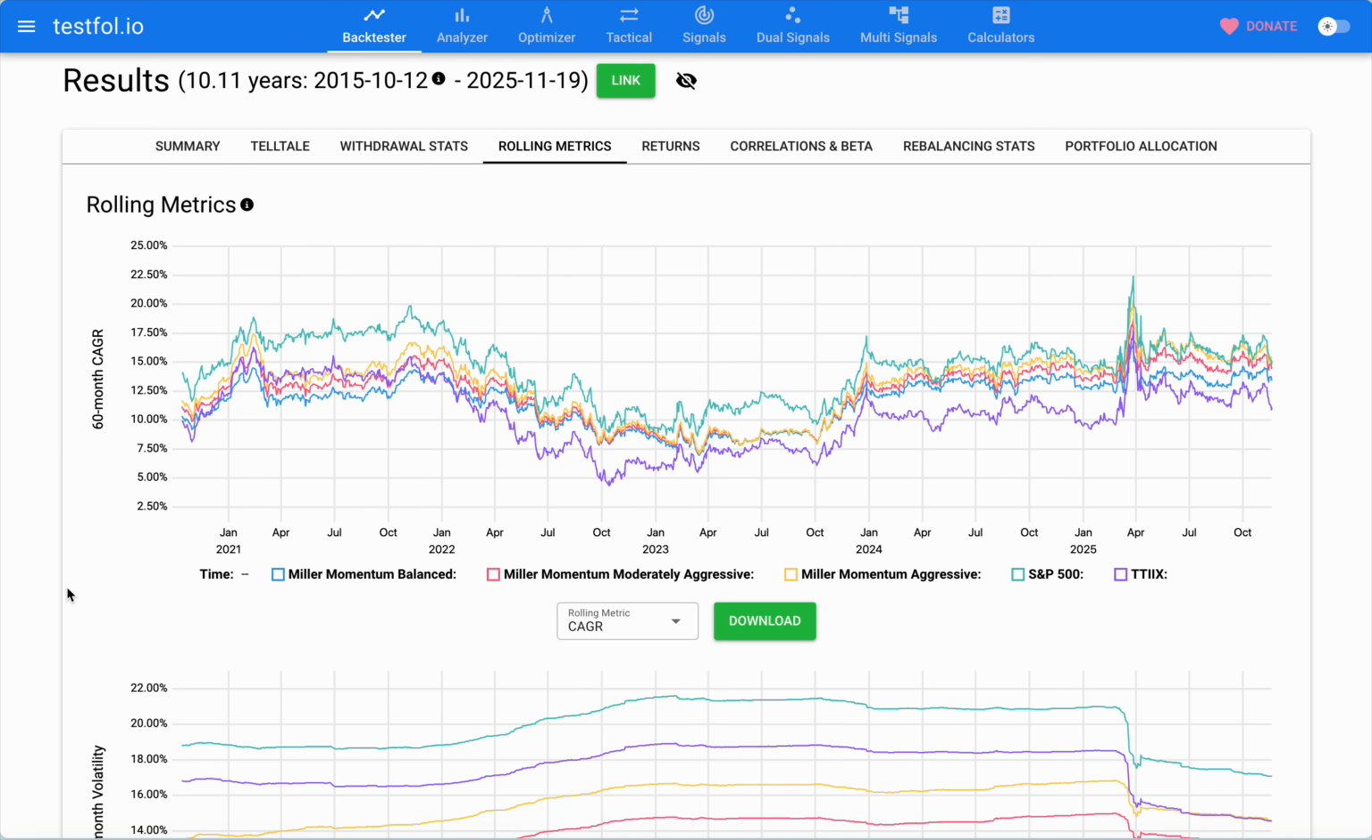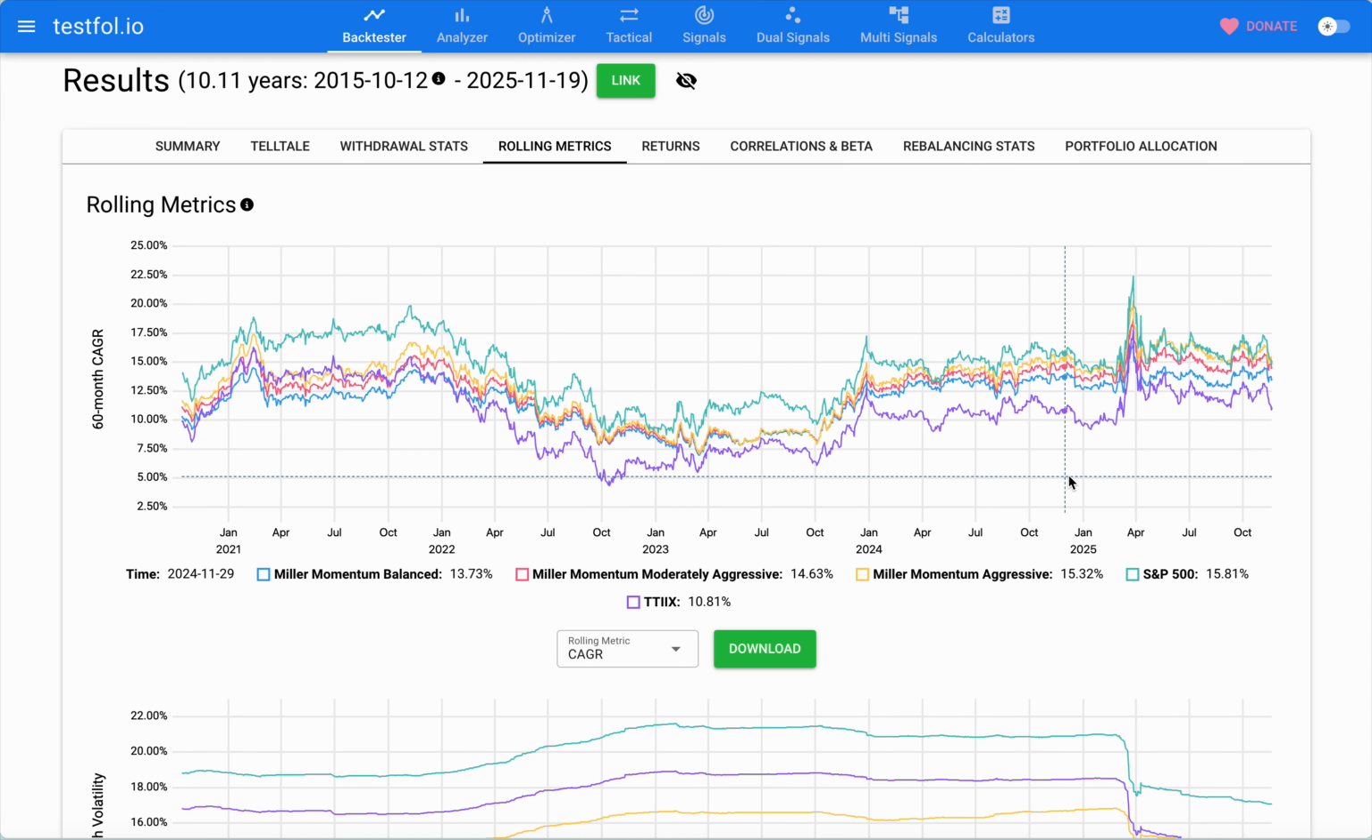Taking a look at the rolling metrics, again here we see that the S&P 500 is in the lead, but that makes sense because the last 10 years have been really good for US large cap. But right behind it is the Miller Momentum set of funds. And then you've got your standard target date fund on the very bottom here.